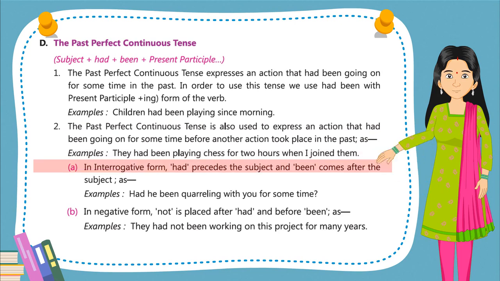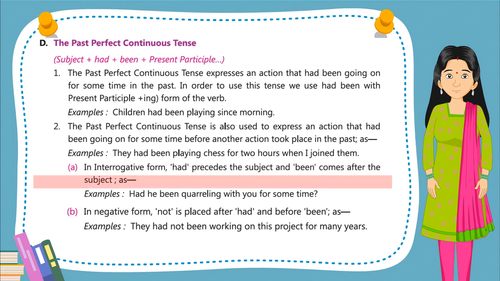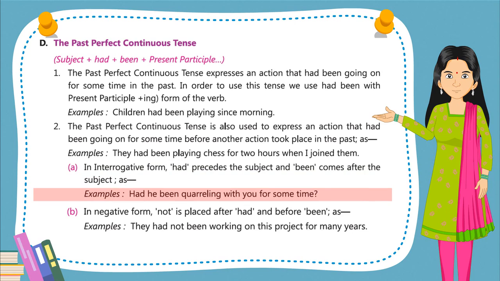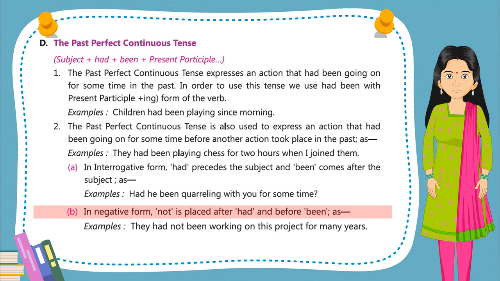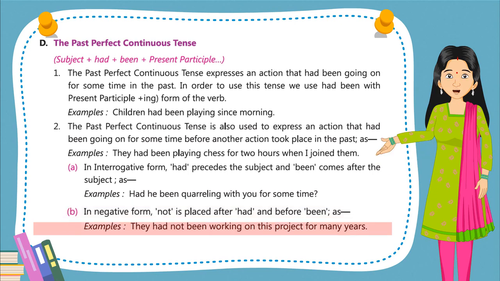A. In interrogative form, had precedes the subject and been comes after the subject. As, example, had he been quarreling with you for some time? B. In negative form, not is placed after had and before been. As, example, they had not been working on this project for many years.